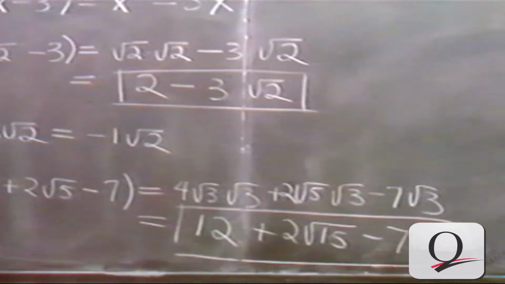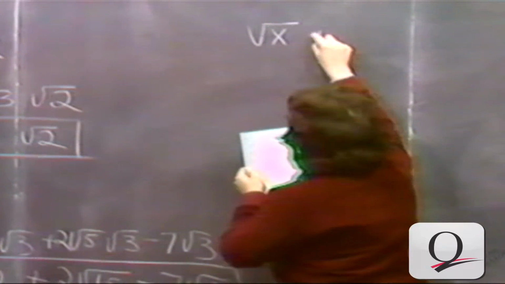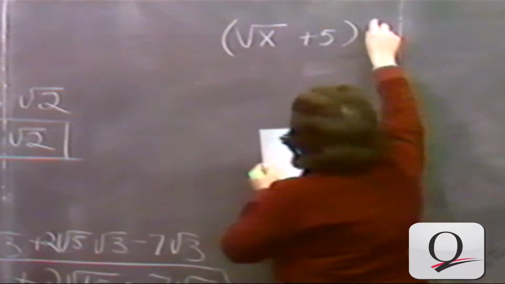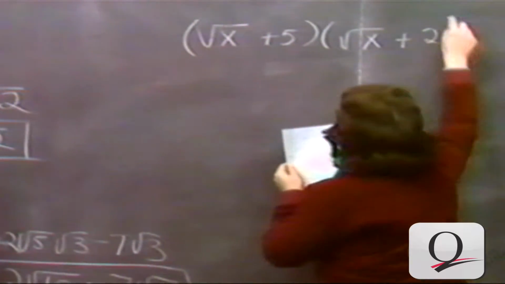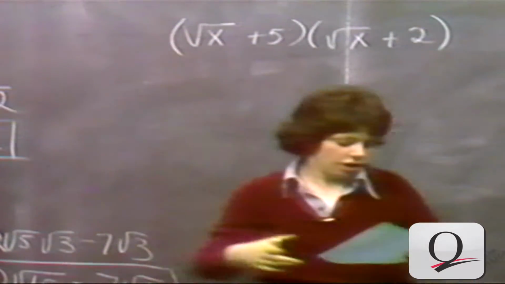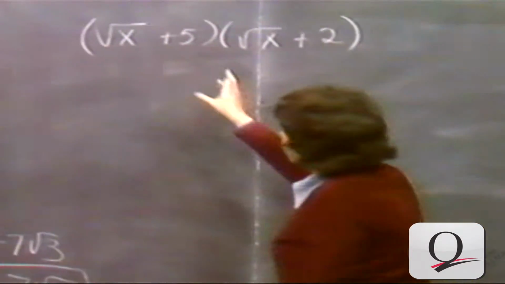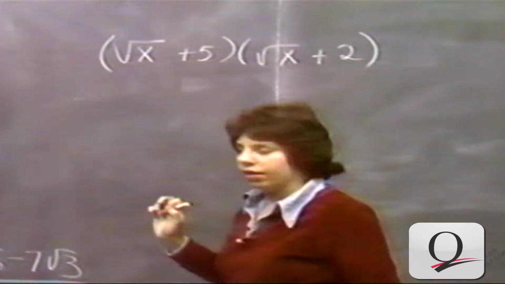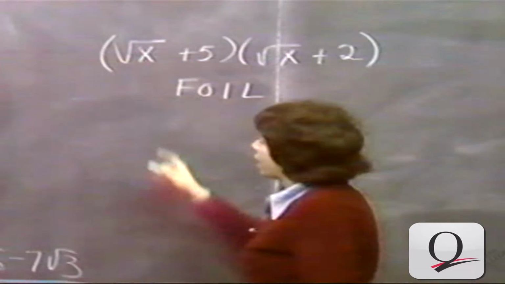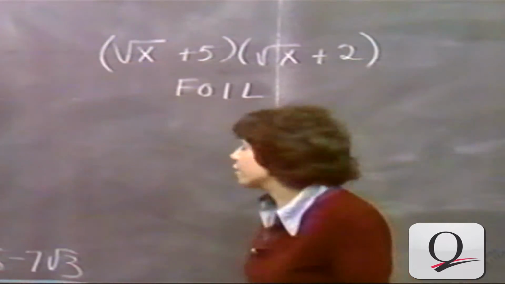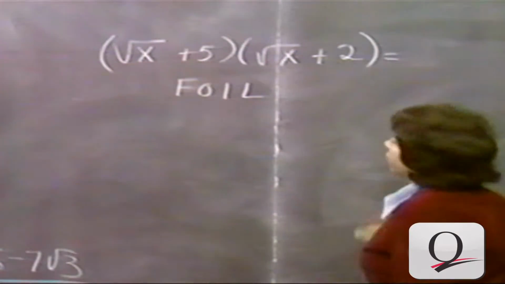Now let's say we want to multiply the square root of x plus 5 times the square root of x plus 2. We will assume that x and all variables which occur in this videotape are positive real numbers. We are multiplying binomials, and the best way to do that would be to use the FOIL method. That is, you multiply the first terms, then the outer terms, then the inner terms, then the last terms, and you add them all together.